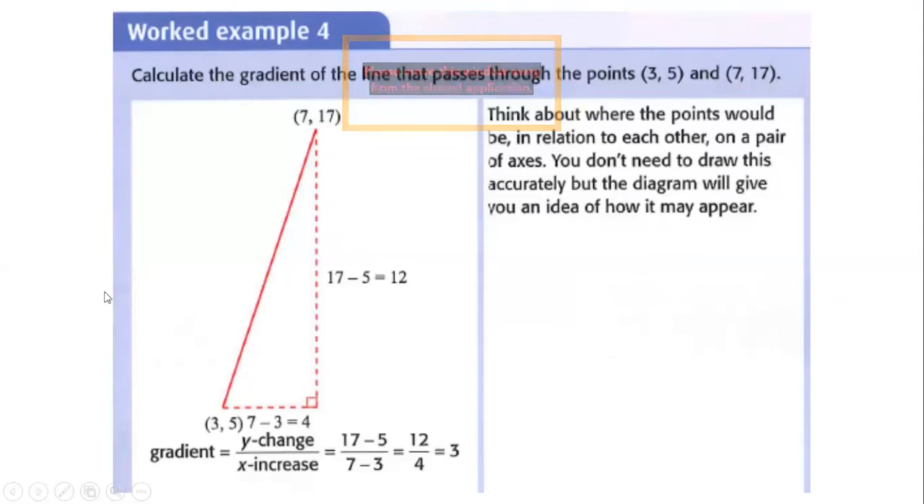And this last example, look, here it is using the formula that I just told you in the previous slide. Calculate the gradient of the line that passes through these points. So even if you don't have the graph, you just know the two points, initial and terminal point. So what you do is 17 minus 5 over 7 minus 3. Look at the formula, 17 minus 5 over 7 minus 3. What is it? 12 over 4, which is equal to 3. So the gradient in this line, or the inclination of this line, is 3. Okay? And that is all.